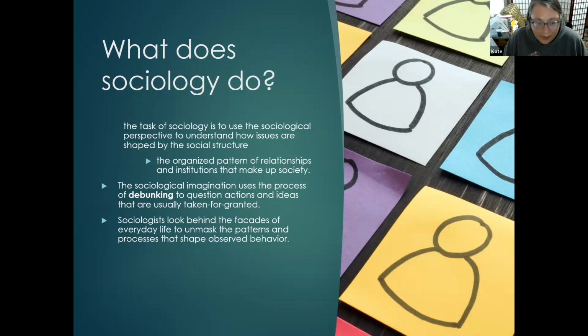the institution of healthcare. We use the sociological imagination to use a process of debunking to question actions and ideas that are usually taken for granted. So this is really important. For example, I often talk about the institution of marriage. And in Western society, we examine the love marriage as being the most important kind of marriage, but we also assume that all marriages are based on love, or originally based on love, even if they don't end on love, but that people get married because of love.